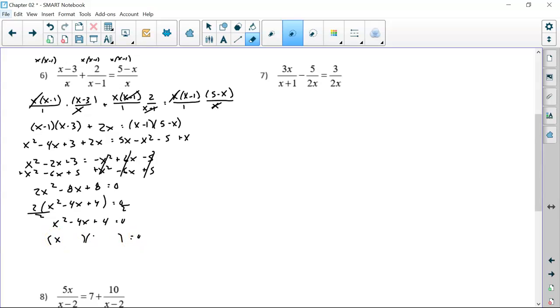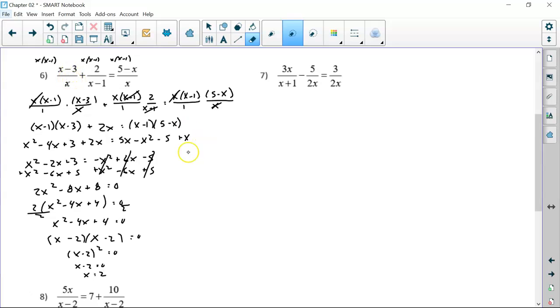So now when we factor those, we get x and x. Now to multiply to 4 and add to negative 4, we have a negative 2 and a negative 2, which is the same as x minus 2 squared equals 0. Set x minus 2 equal to 0, x equals 2. That's our solution.